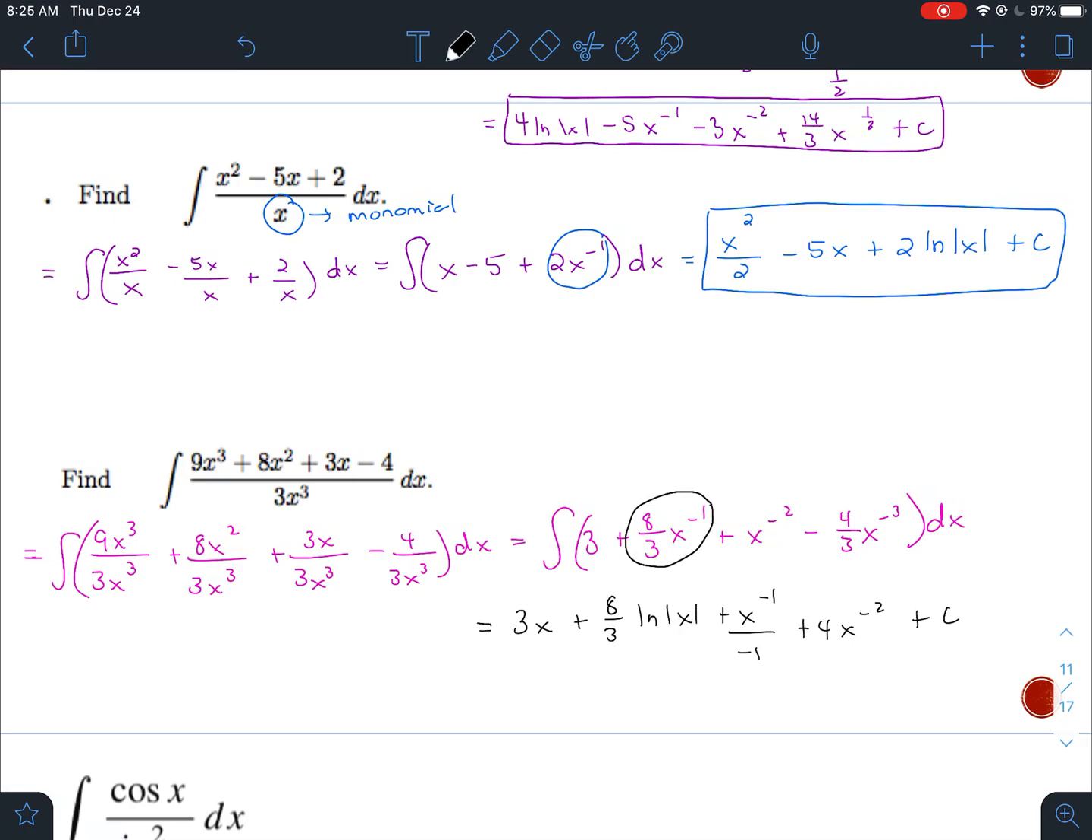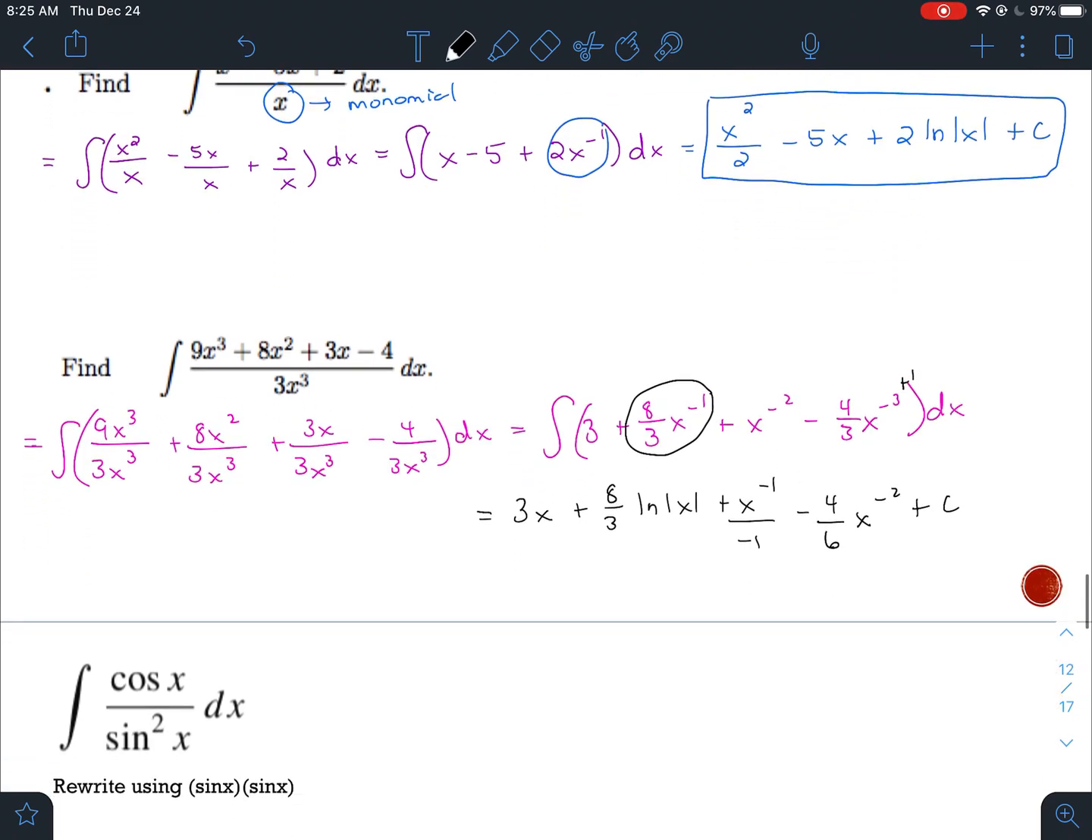So add 1 to the exponent. Sorry, I multiplied by the exponent. Be careful. So add 1 to the exponent, and then divide by the new exponent. So this would be negative 6x to the negative 2. And so if I simplify this, I'd get 3x plus 8/3 times the natural log of the absolute value of x minus x to the negative 1 minus 2/3 x to the negative 2, and then plus c.